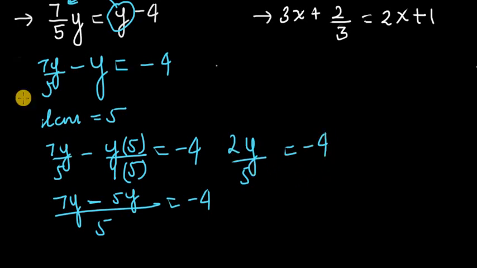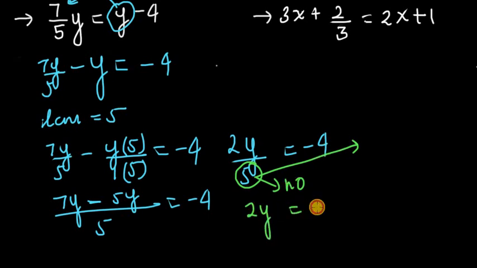So now look at here, we have 5 here, isn't it? So 5 is a number, so we have to shift it to this side, that is the RHS. Always number should be shifted to the RHS. So here the 5 is divided by 5. So if it goes there, it will become multiplied by 5. So 2y equals to minus 4 into 5.